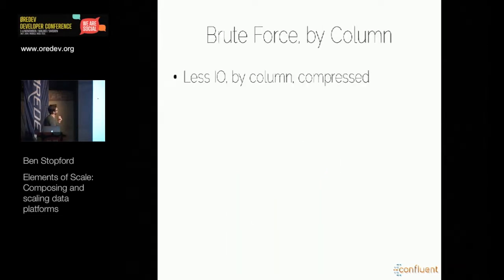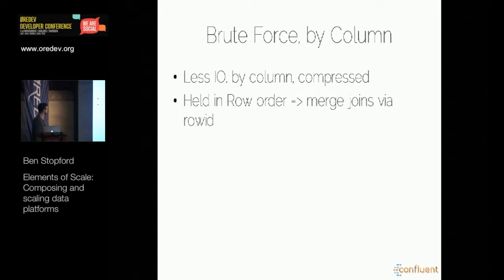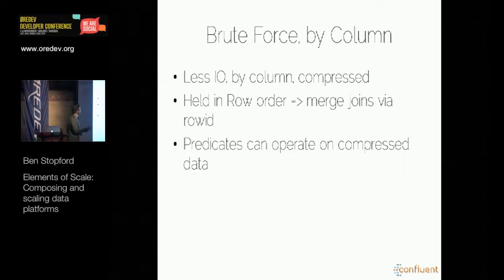So our third approach is brute force by column. So less I/O, because we're going by columns, we're only taking the columns we want, and we've got compressed data so that we're actually moving less data off disk. We're holding data in row order, which means we can do things like merge joins via this row ID very efficiently, because they all have the same ordering within the files. And then we can do some clever stuff like using predicates to operate on compressed data if we're using a low-cost compression mechanism like delta encoding, and then some other tricks we can do around materialization.